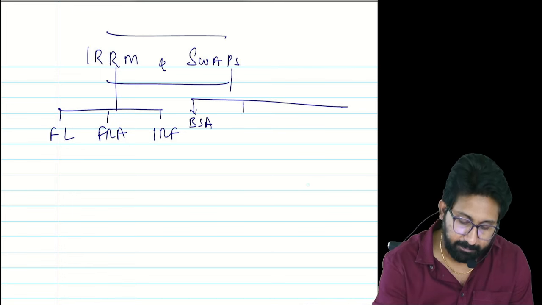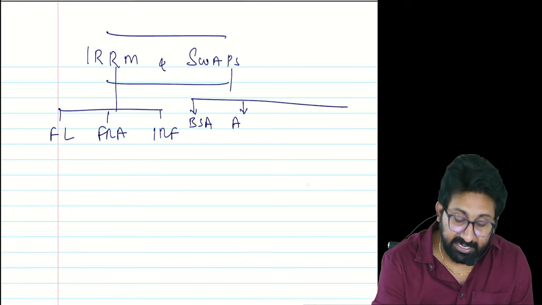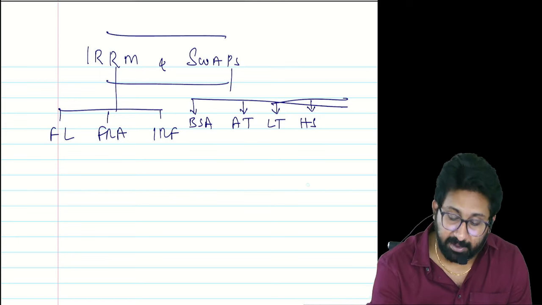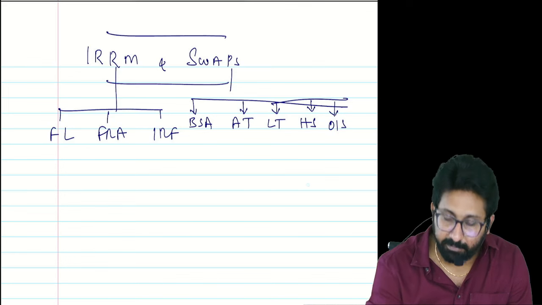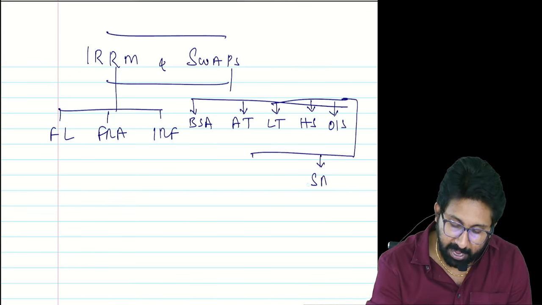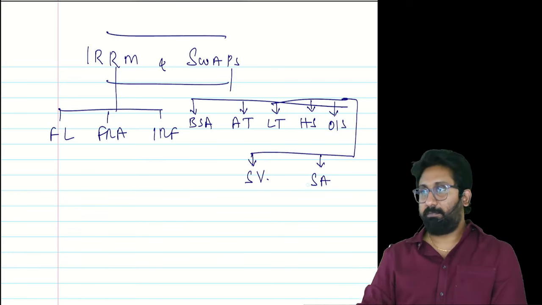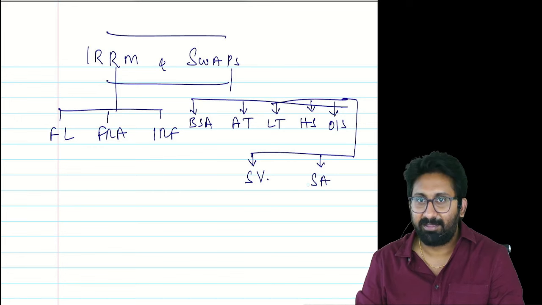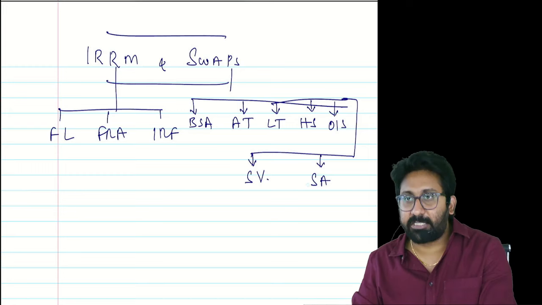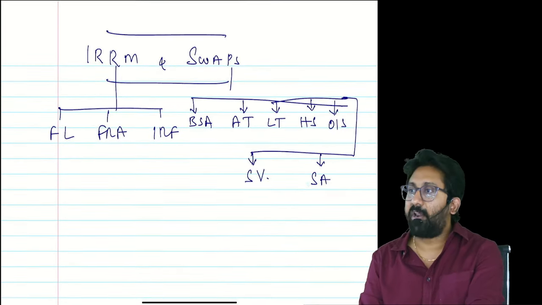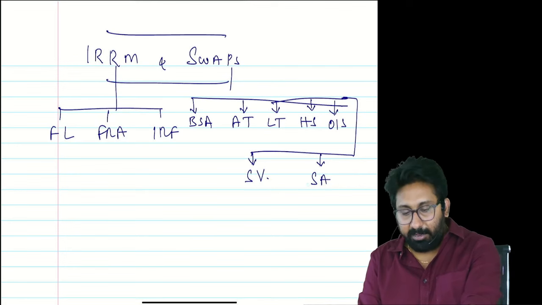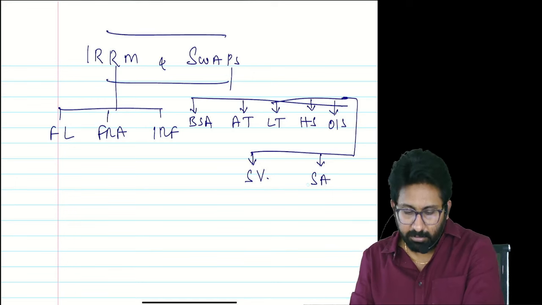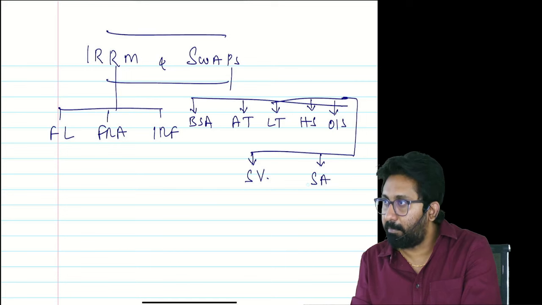Swaps, there are concepts like this: basic swap agreement, asset transformation, liability transformation, hybrid swap, overnight index swap, swap arbitrage, swap valuation. Have you heard about all this? No. Basic swap agreement, asset transformation, liability transformation. We will do all this today. No worry. I will guarantee we will do all this, provided you understand and remember the concepts properly.